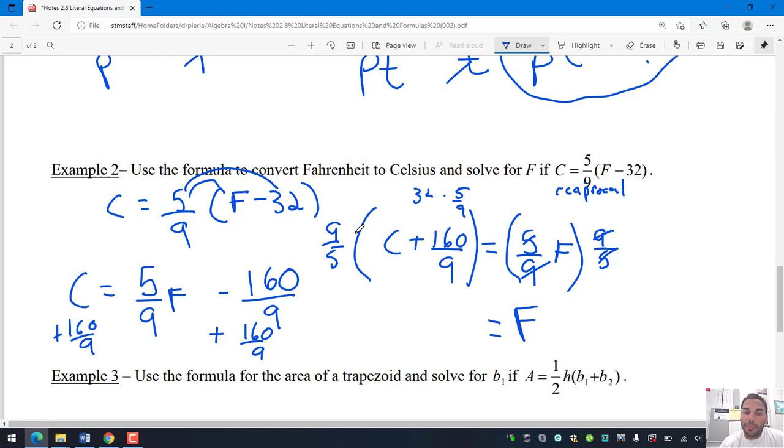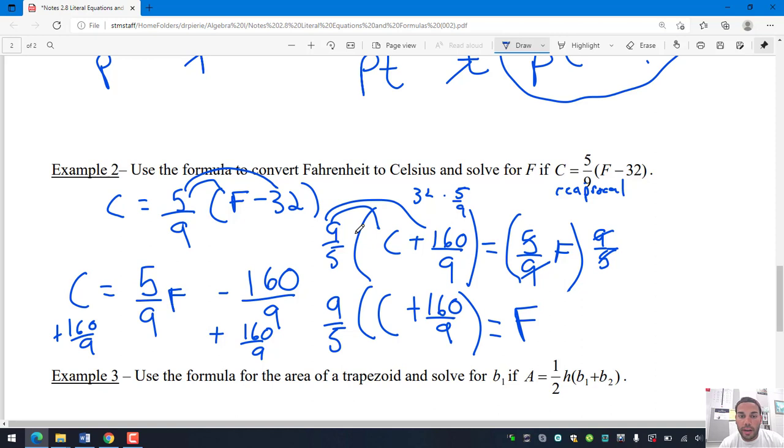Here's what I'll tell you. You can distribute this, and you can take the time to do that. But after you multiply both sides by 9/5, your F is going to be all by itself. There's no reason to do extra work if you don't need to. I'm okay if you just leave it like this. Just leave it in its undistributed form. 9/5 times C plus 160 over 9, and that could be your final answer because F is all by itself.